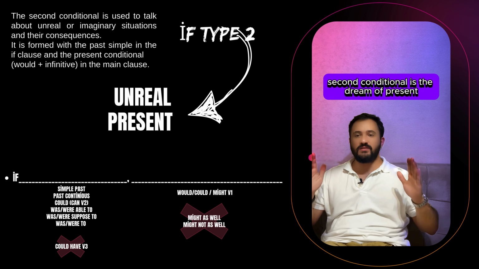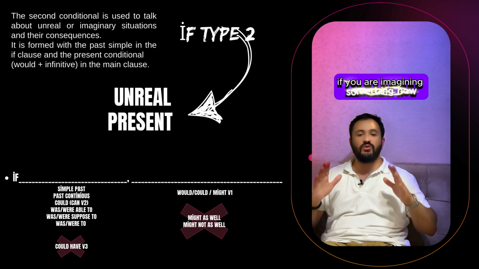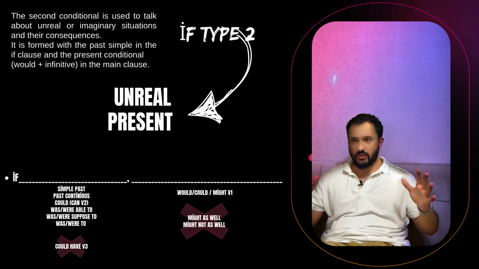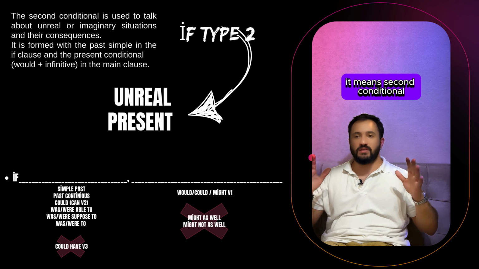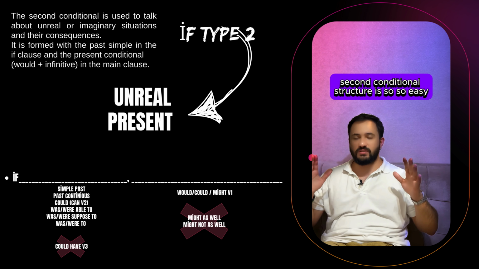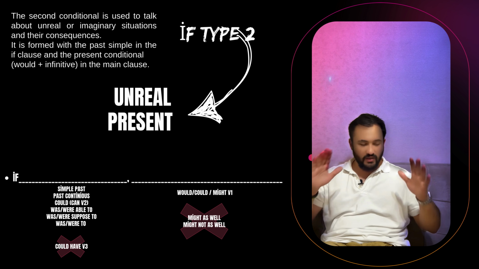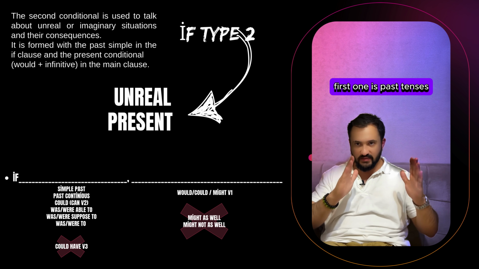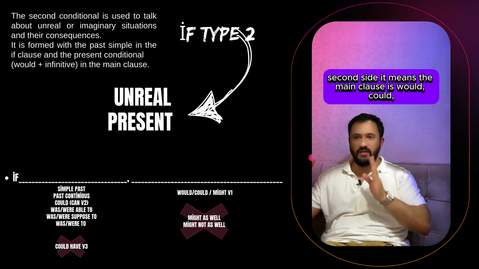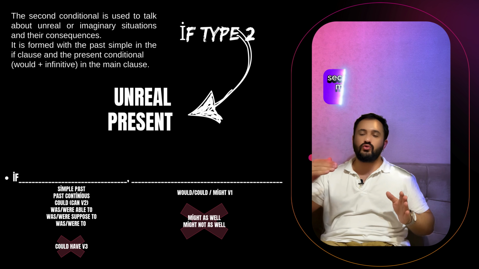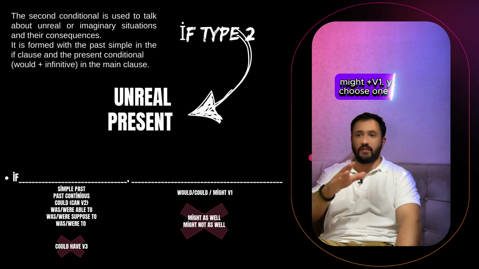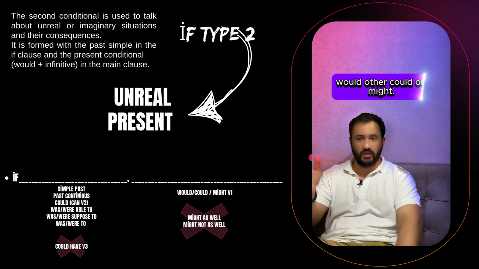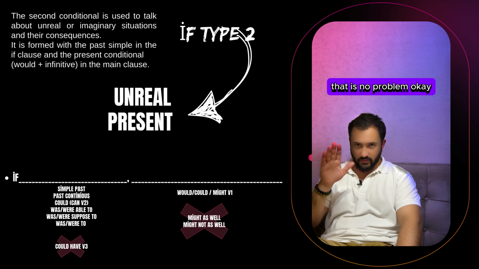Okay. Second conditional is the dream of the present. If you are dreaming now, if you are imagining something now, you can use the unreal present. It means the second conditional. The second conditional structure is so easy. First one is past tenses. Second, the main clause is would, could, might plus verb 1. You can choose one of them, would or could or might. There is no problem.